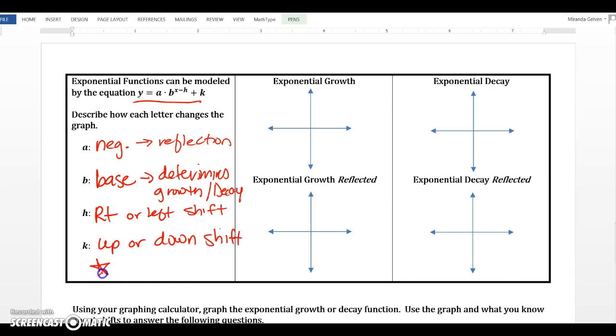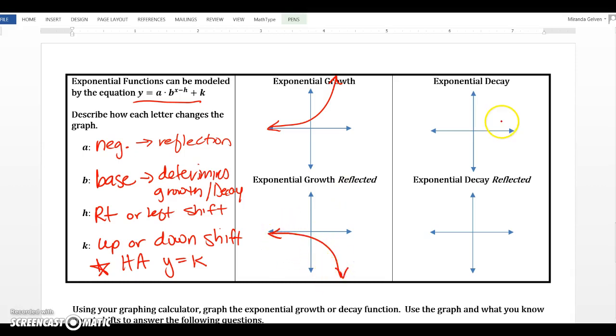But the big deal here is your horizontal asymptote is y equals k. So whatever that value is that stands out there alone, that is your horizontal asymptote. So in general, if you know that it's exponential growth, meaning the base is greater than 1, it looks like this from left to right. The y values are getting larger. If there's a reflection, they're getting larger just in the negative direction.